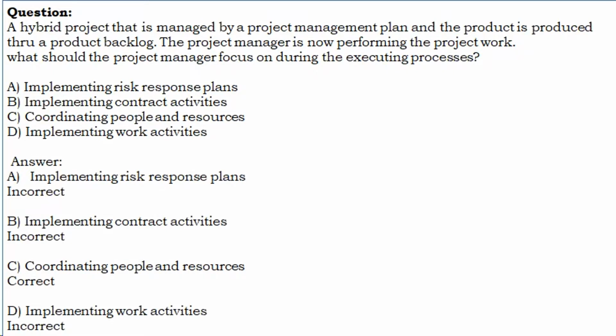A. Implementing risk response plans. Incorrect. B. Implementing contract activities. Incorrect. C. Coordinating people and resources. Correct. D. Implementing work activities. Incorrect.